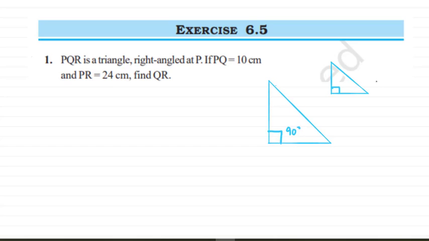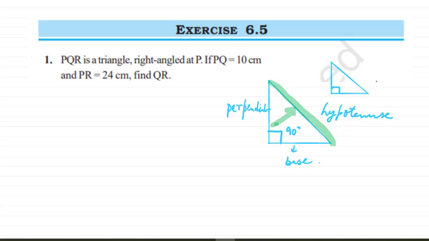Then opposite to 90 degrees, which side do we have? So opposite to 90 degrees we have this side. So this side is known as the hypotenuse of the triangle. And the other two sides you can take as perpendicular and the other side can be your base.